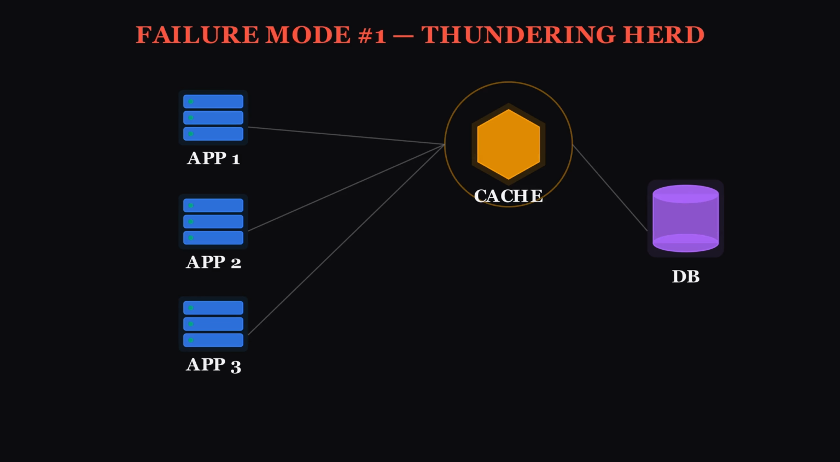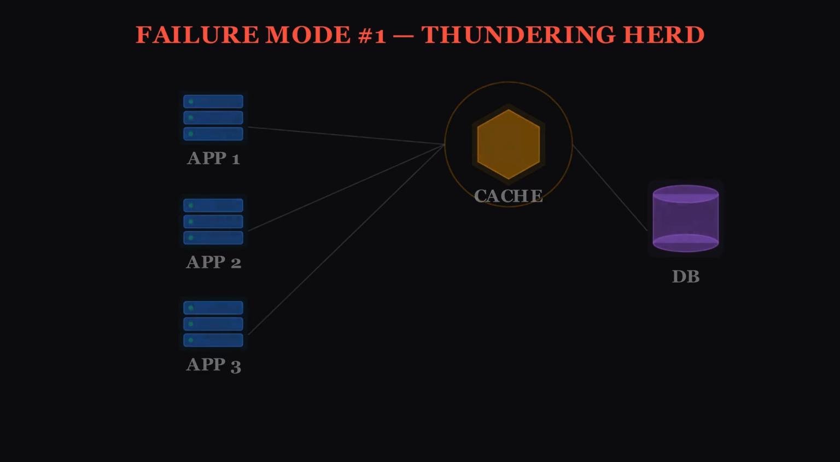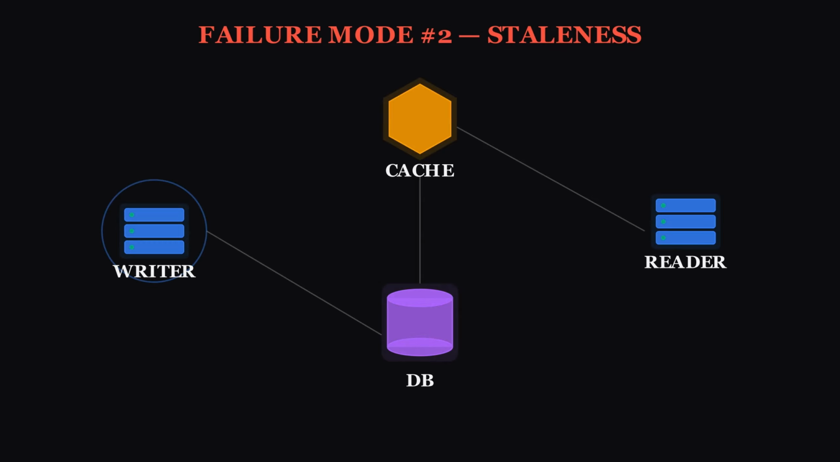This is thundering herd, and it gets worse the more popular the key is. 1,000 servers, 10,000 servers all hitting the database for the same row in the same millisecond. Failure mode 2. 2 actors, a writer and a reader.